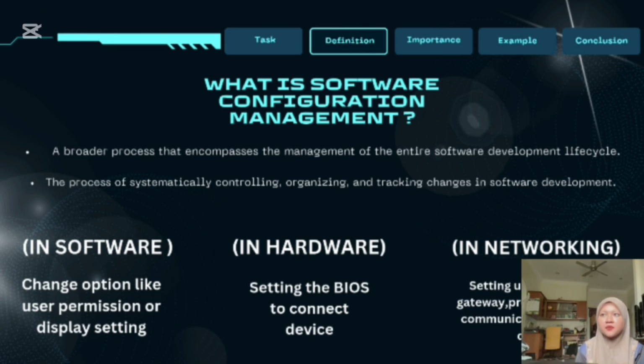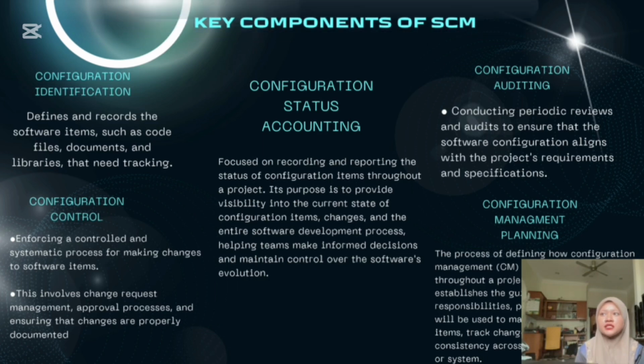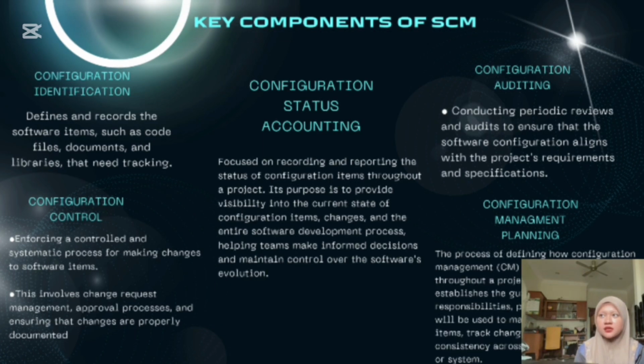Okay, next, the key components of SCM. First is configuration identification, such as code files, documents, and libraries that need tracking. Second is configuration control, that is enforcing a controlled and systematic process for making changes. And third is configuration status accounting. So this will be focused on recording and reporting the status of configuration items throughout the project.